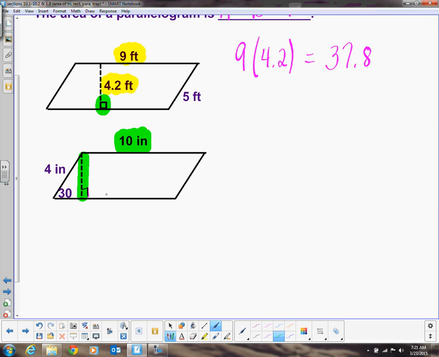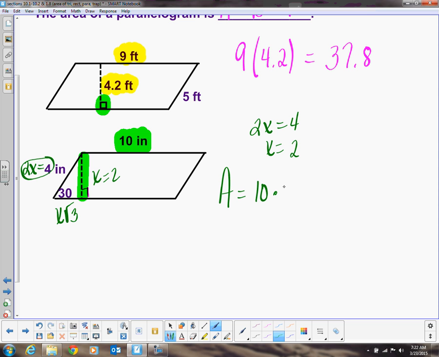30, 60, 90. Opposite 30 is? Opposite 60 is? Opposite 90 is? 2x. So what's our equation? 2x equals 4. What does x equal? So if this is 2, how do I find the area now? 10 times 2, which is 20.